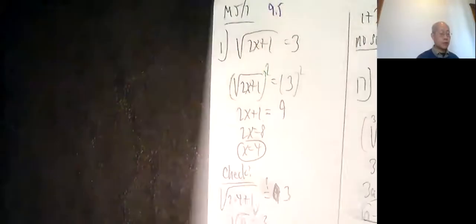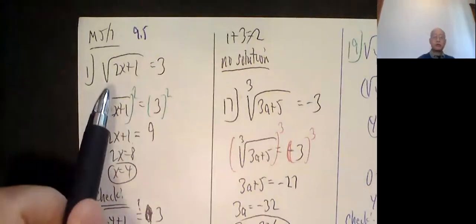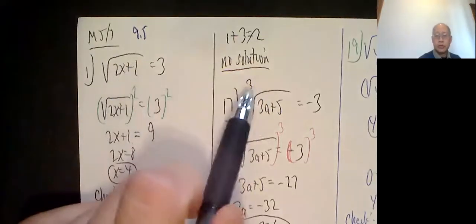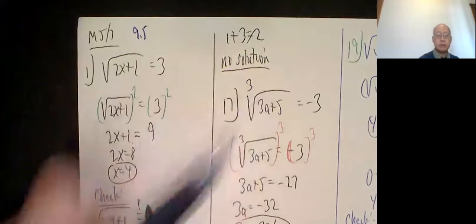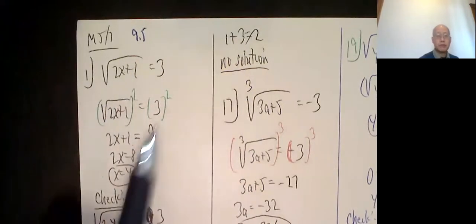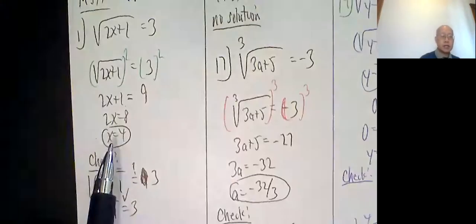All right, one thing about these problems is they always have to be checked, whether the question says so or not. Sometimes the problem just doesn't work in the process of solving these. Okay, square root of 2x plus 1 equals 3. The normal thing we're going to do is to square both sides. If there's a cube root, we would cube both sides. So square both sides, that takes off the square root. 2x plus 1 equals 9. Subtract 1, 2x equals 8, x equals 4.